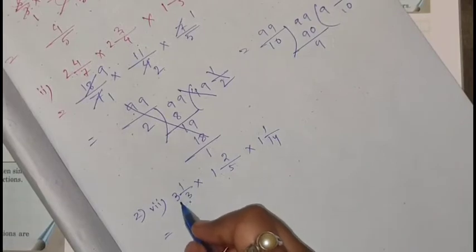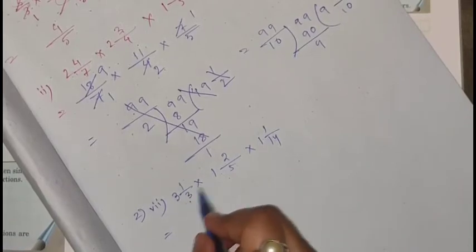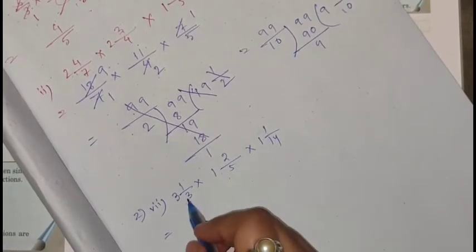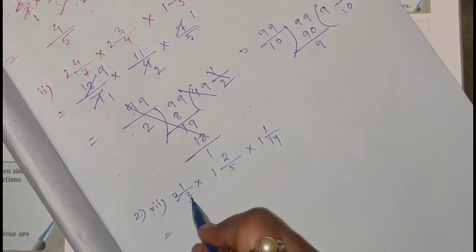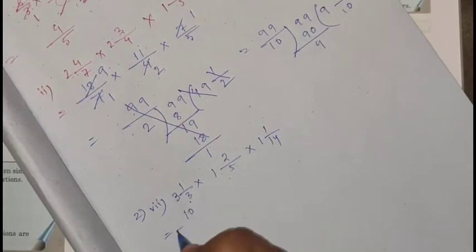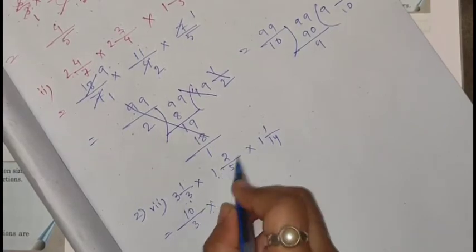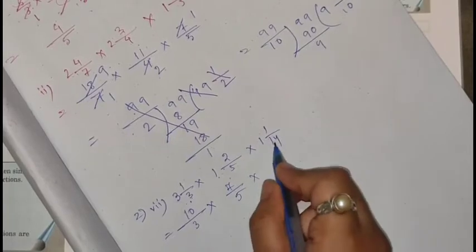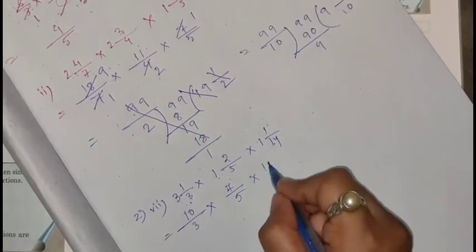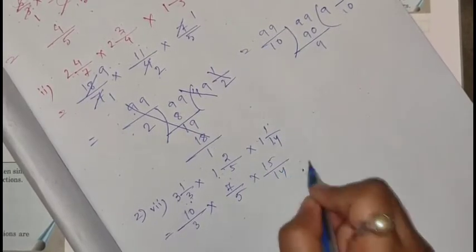So first we have to convert these numbers into improper fractions. 3 3s are 9 plus 1, 10 by 3. 5 ones are 5 plus 2, 7 by 5. 14 ones are 14 plus 1, 15 by 14.